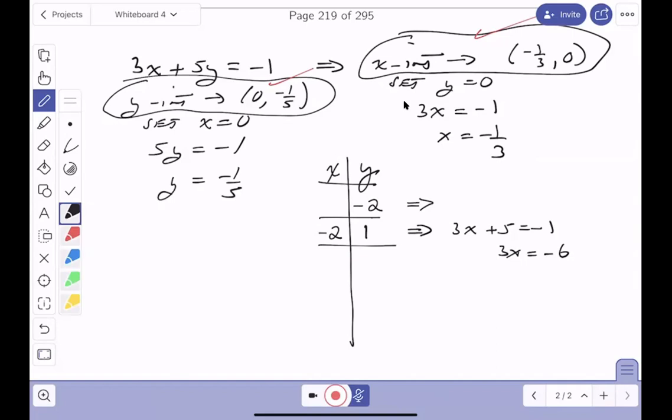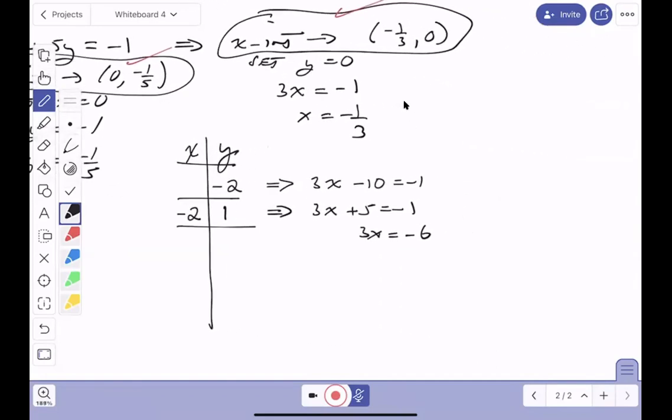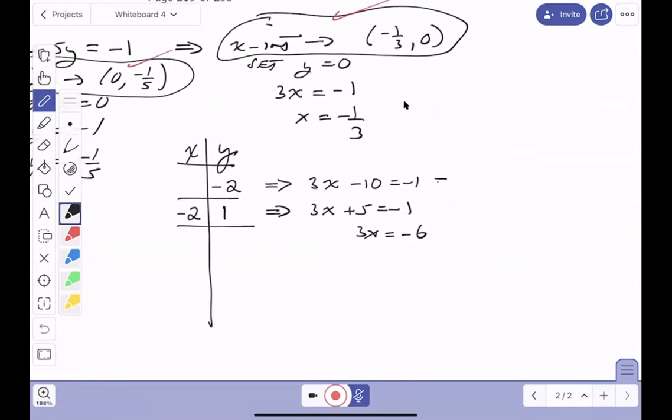Let's see if this works. What do I get? 3x minus 10 equals minus 1. Boy, I don't know if it's going to work. Let's try it. Well, let me write this over here. Keep going. This should be 3x equals, let's see, oh look, that'd be 9. So x is 3.